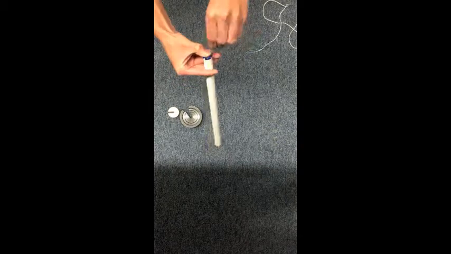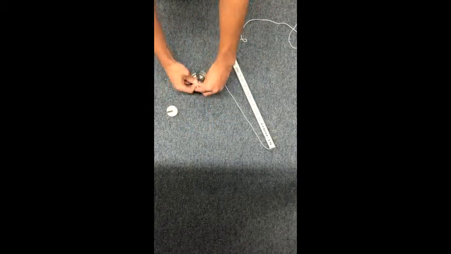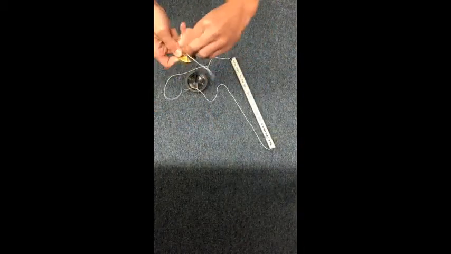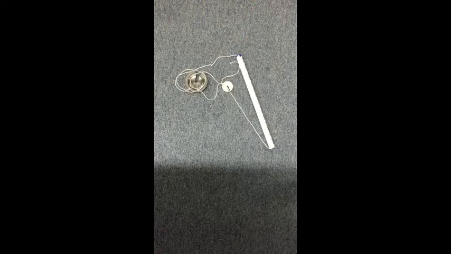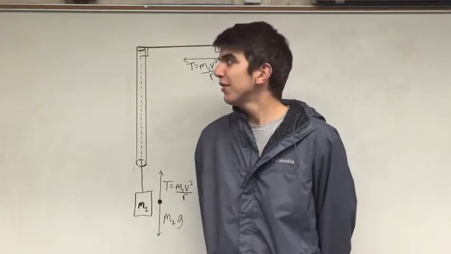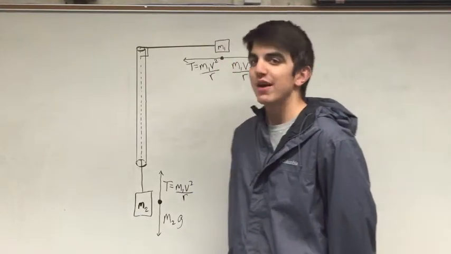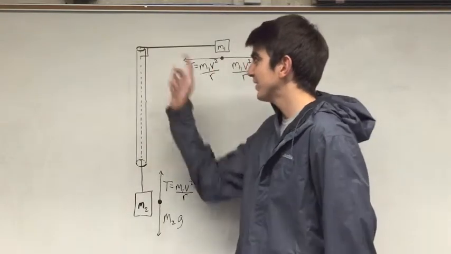For our project, we threaded a string through a PVC pipe and tied a 0.5 kilogram mass to the bottom end of the string and a 0.1 kilogram mass to the top end of the string. In an ideal scenario, M1 is going to swing around the top of the PVC pipe at a 90-degree angle.